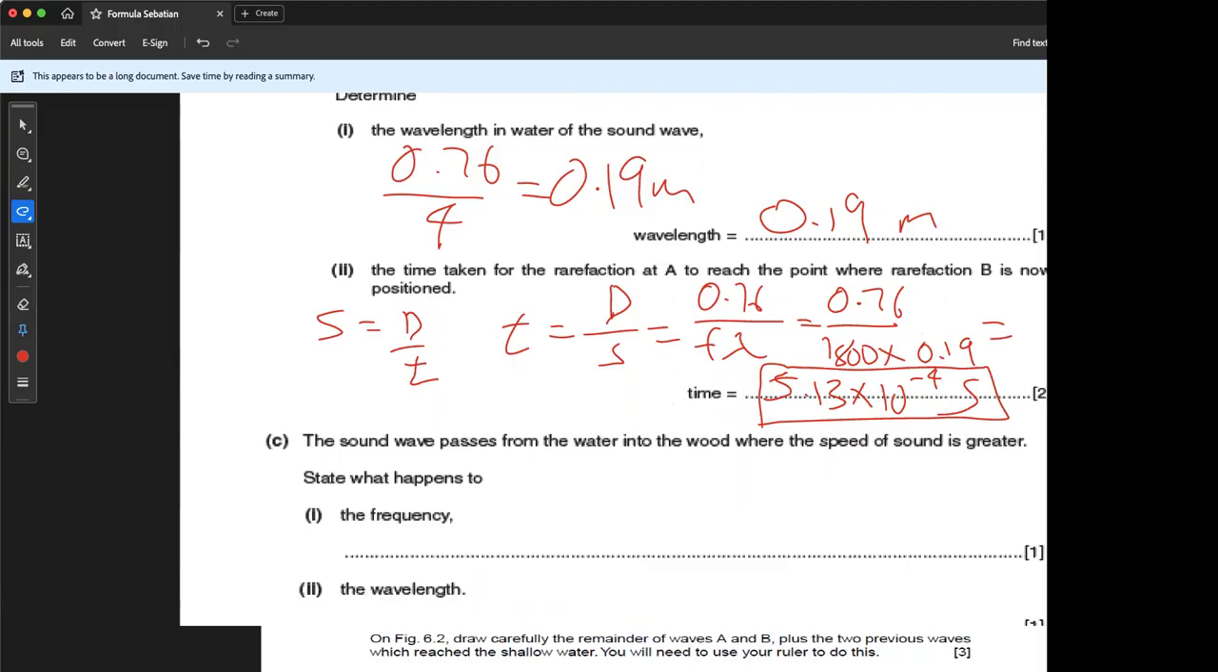Frequency is always unchanged, right? Yes, correct. The wavelength will get bigger. I wanted to ask someone actually. I don't know. Let's see.